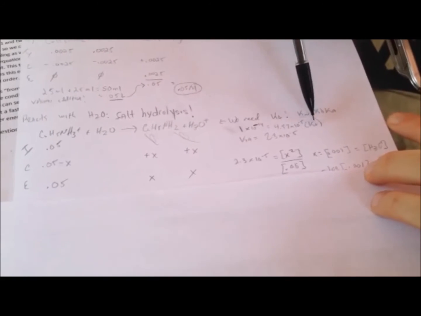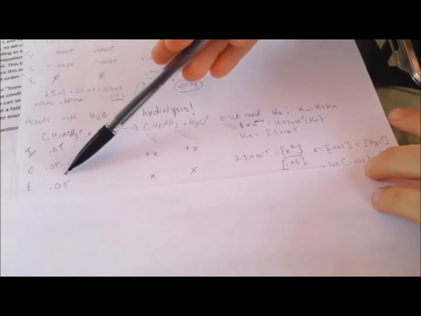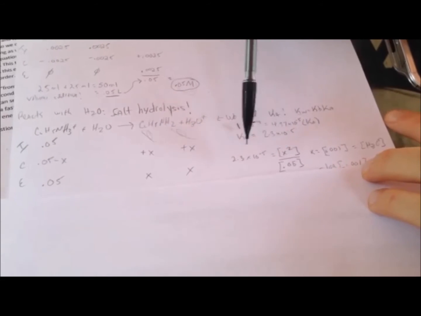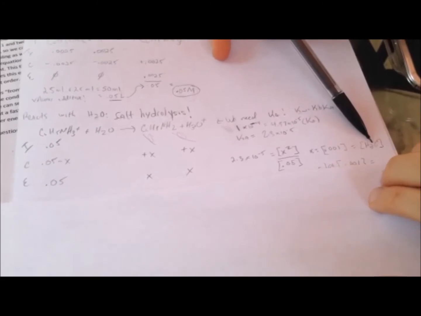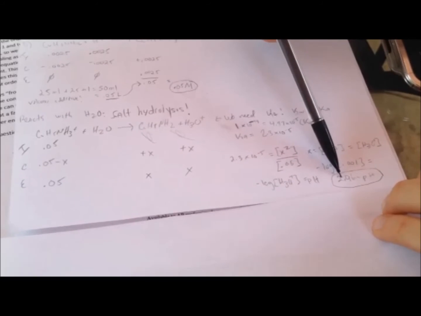So, since we have our Ka, we can use our expression x squared over 0.05 is equal to our Ka, 2.3 times 10 to the negative 10. From there, we get x to be 0.001, which is equal to the molarity of H3O+. Since we have the molarity of H3O+, we can take the negative log in order to get our pH. When we do so, we get our pH to be 2.96 at the equivalence point.